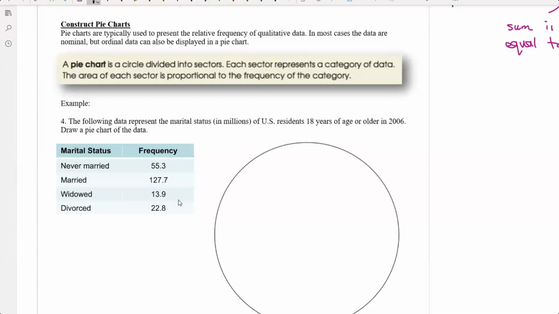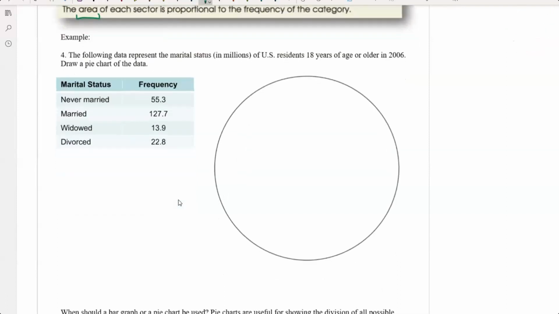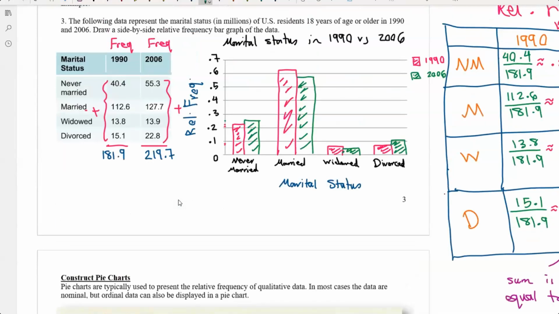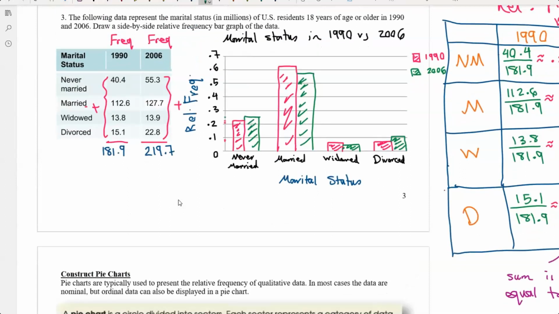Okay, so that was side by side, and this one is a pie chart. This part we're going to divide into sectors. Each sector represents a category of data, and the area of each sector is proportional to the frequency of the category. Okay, I have exactly the same data. This is from 2006. Yeah, exactly the same numbers, and that was for 2006.